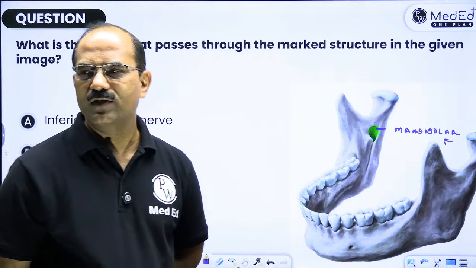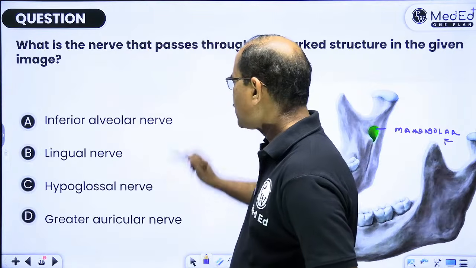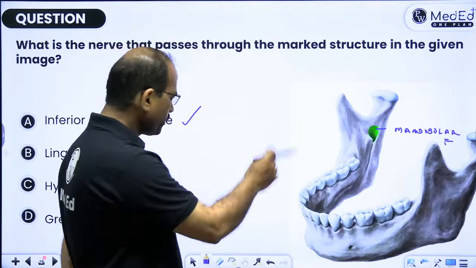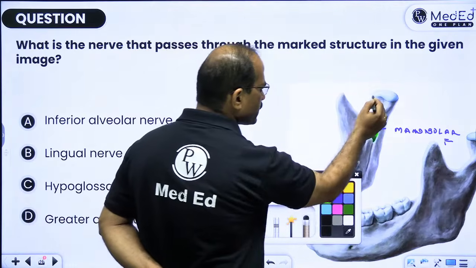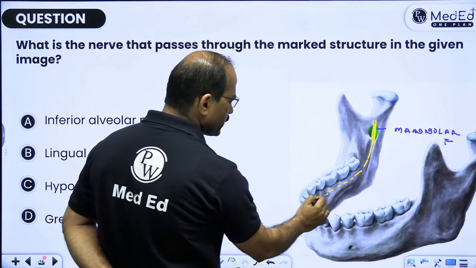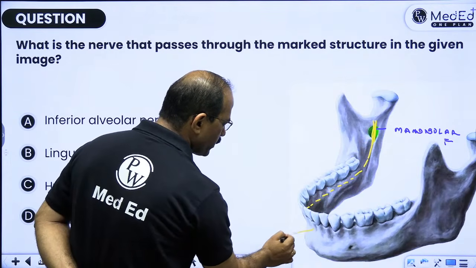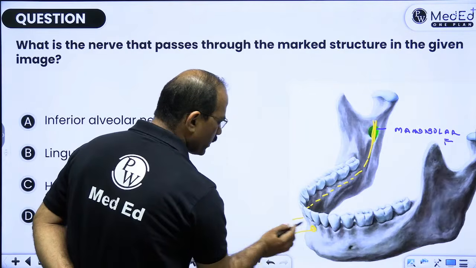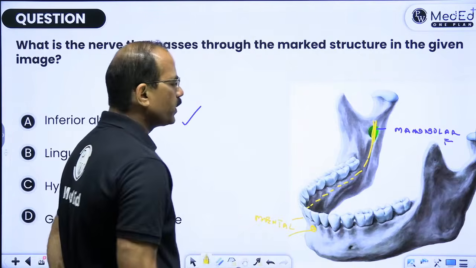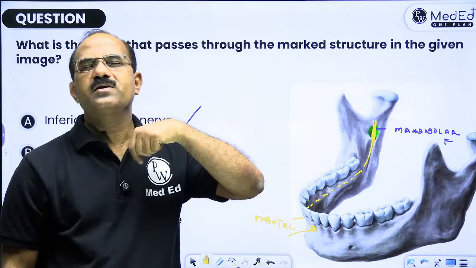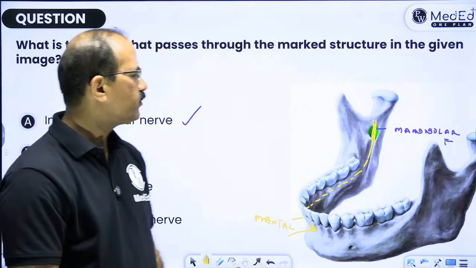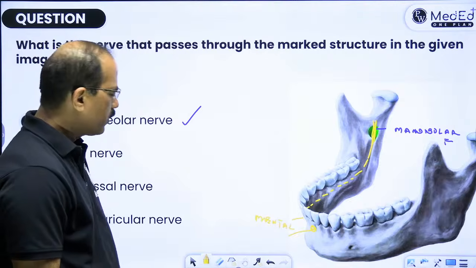Yes, tell me what is the answer for this? It's the inferior alveolar nerve. Very good. That is the nerve which enters the mandibular foramen. It goes like this, and it emerges out from here, where there is a foramen. What is this nerve now known as? Mental nerve. So the inferior alveolar nerve enters the mandibular foramen and emerges out as the mental nerve. Fine.